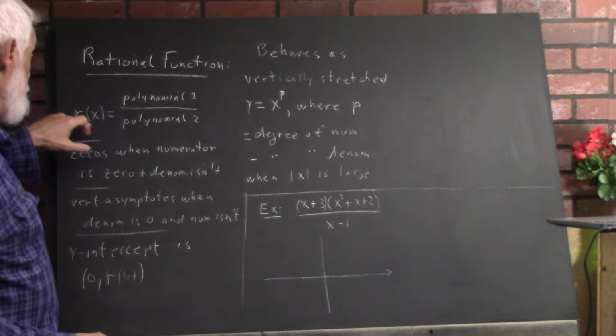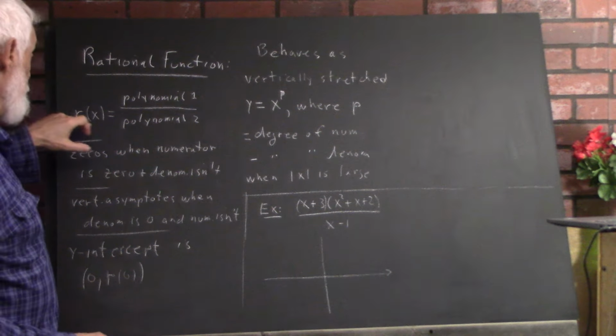Also, when the absolute value of x is large, that means x is a large positive number or a large negative number, it behaves like a vertically stretched y equals x to the p, like some multiple of x to the p, where p, the power of this function, is the degree of the numerator minus the degree of the denominator. Okay, so for example, we have this function.